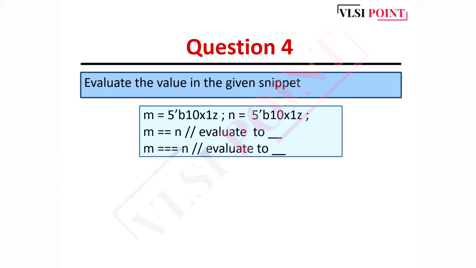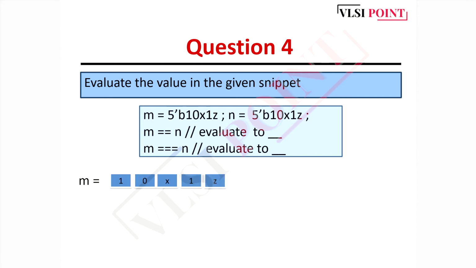M is 5'b10x1z and N is 5'b10x1z. Simply you have to check whether these two numbers are equal or not. In the first case there is normal equality, and in the second case there is an arithmetic equality. So apply the operator and get your answers. Hope you have solved this question. Now we can see the solution.